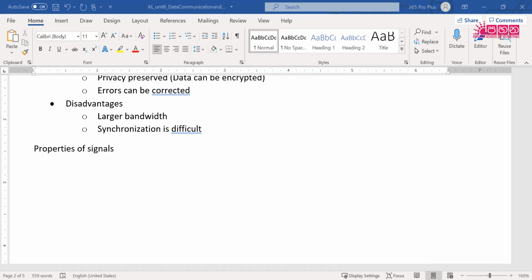So let's start with the amplitude first, right? The four properties that we are going to use, let's say, we are going to look at amplitude, frequency, wavelength, and phase. So let me start with amplitude first.